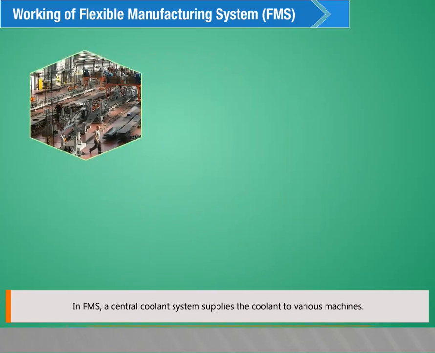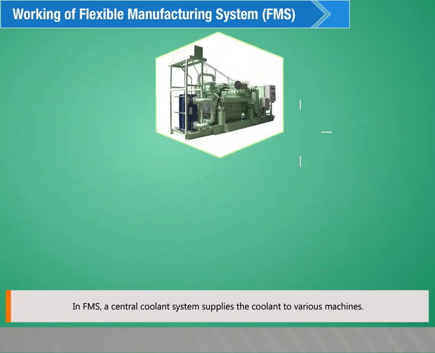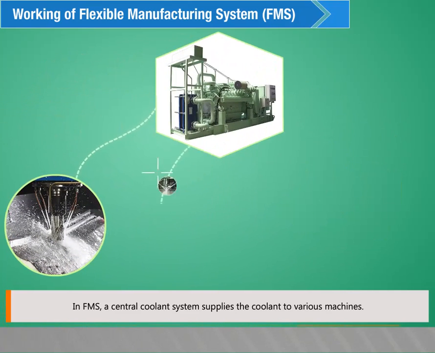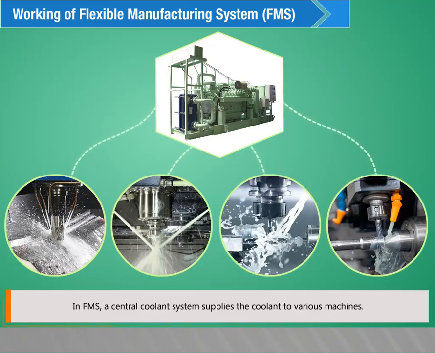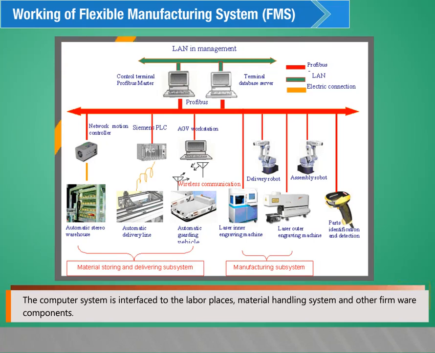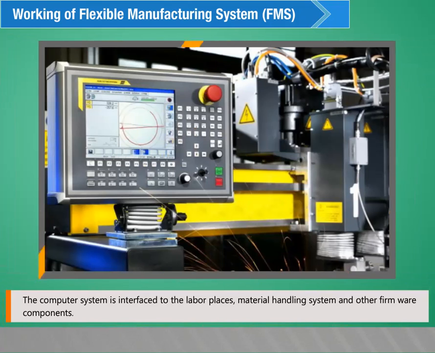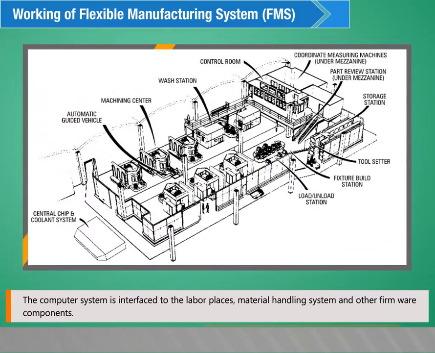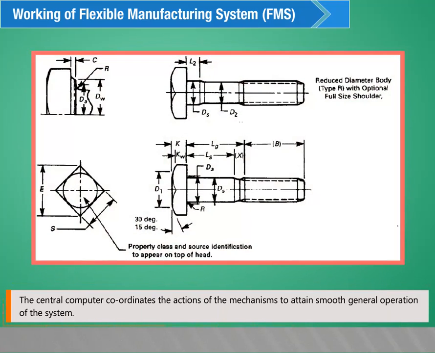In FMS, a central coolant system supplies the coolant to various machines. The computer system is interfaced to the workstations, material handling system and other hardware components. The central computer coordinates the actions of the mechanisms to attain smooth overall operation of the system.